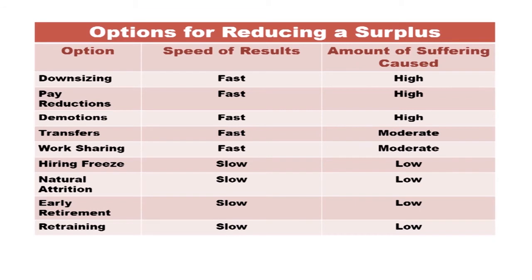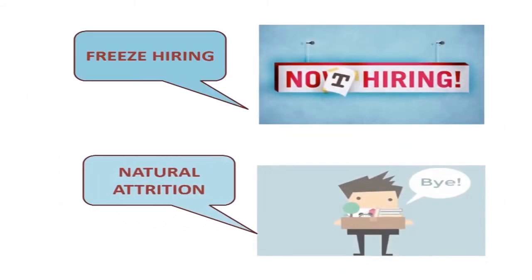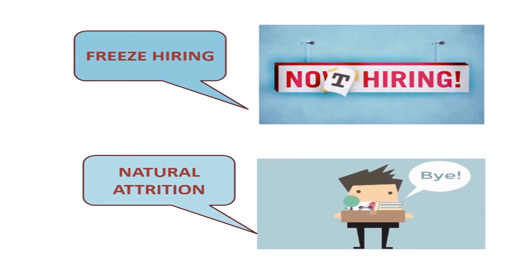Now, depending on the situation, the company chooses the available options. As discussed in this table, some organizations try to anticipate labor surpluses far enough ahead so that they can freeze hiring and let natural attrition reduce the labor force, that is, people leaving on their own. Here the results are slow and the human suffering caused is very low.